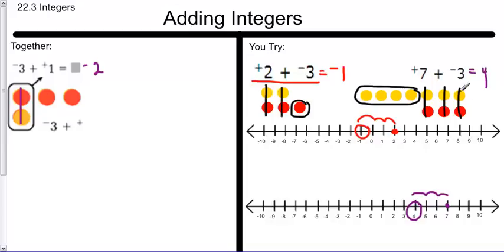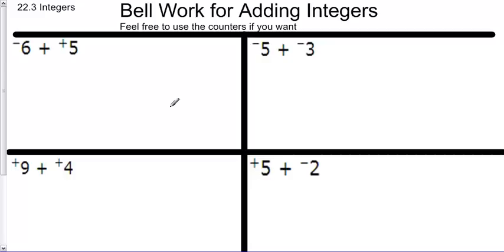Moving on to the next problem, 7 plus a negative 3. So I cross out the opposites, cross out an opposite, cross out an opposite. So I'm left with 4 yellow, which yellow is positive. So I'm left with 4. Now if I do it the number line way, start at 7, I count backwards 1, 2, 3, which leaves me at 4. So I get the same answer either way I do it.